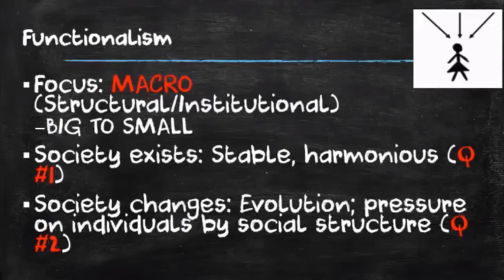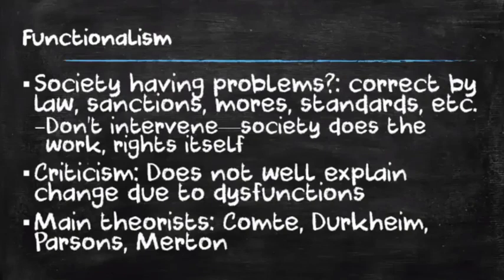How does society change? That second question? Well, again, remember I told you Darwin was pretty popular in this period of time. So the process by which society changes, we'll call it evolution, right? There is pressure on individuals by the social structure. No one's really doing anything to make that change happen. But what that pressure does is it keeps us conforming. So in this theory, if society is having problems, we let laws and sanctions and mores and standards work. When they work, they will fix the problem. We don't have to actually, as groups of people, actively intervene to make that work happen.